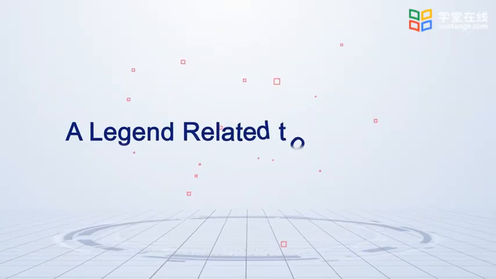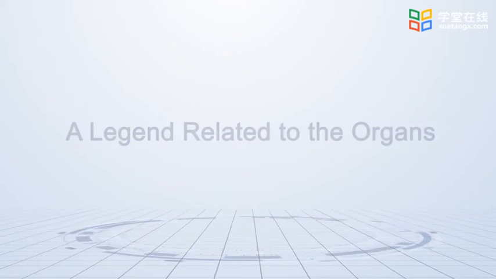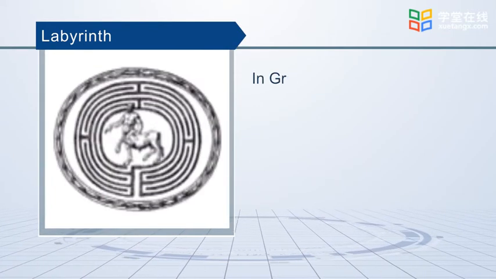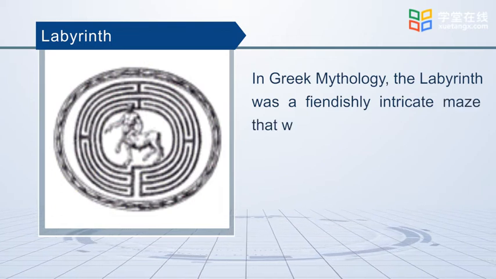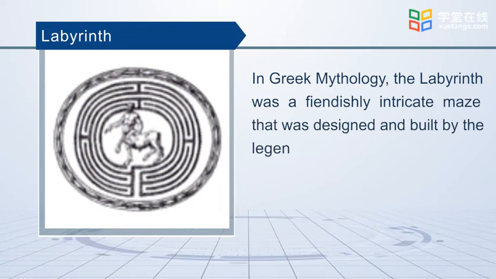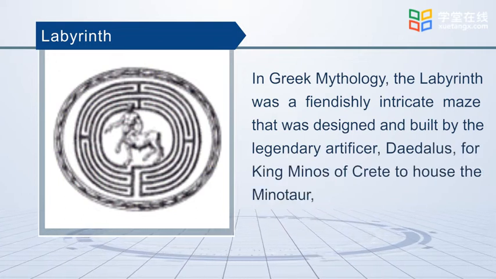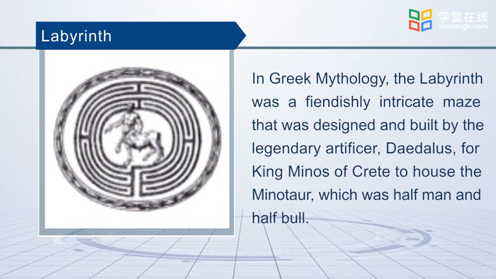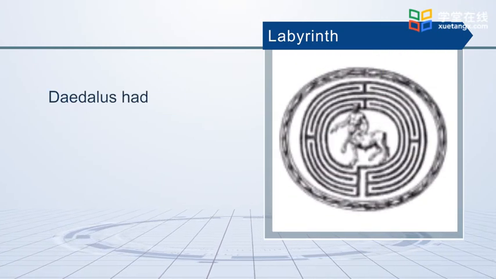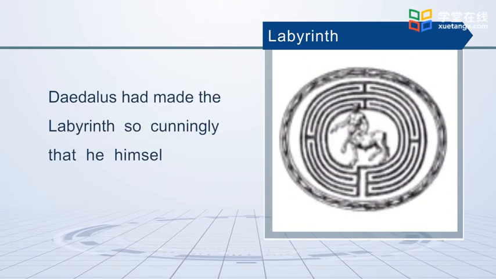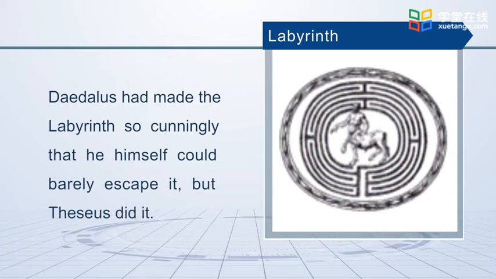Now let's move to an interesting part, a legend related to the organs. Labyrinth. In Greek mythology, the labyrinth was a fiendishly intricate maze that was designed and built by the legendary artificer Daedalus for King Minos of Crete to house the Minotaur, which was half man and half bull. Daedalus had made the labyrinth so cunningly that he himself could barely escape it, but Theseus did it.